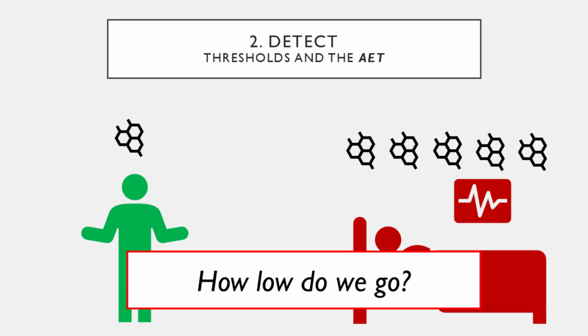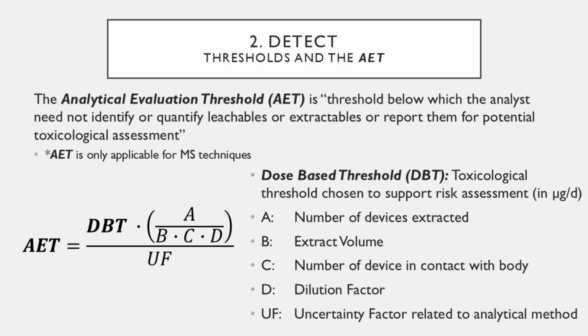Now, the most common way of describing this required threshold is using what's called the Analytical Evaluation Threshold. It's a threshold below which the analyte need not be identified or qualified, leachables or extractables need not be reported for potential toxicological assessment, meaning that anything below this is not of concern to a regulatory body. Anything above it, though, is something that you need to discuss and put into context somehow. So let's dive into this, understand how it's used.